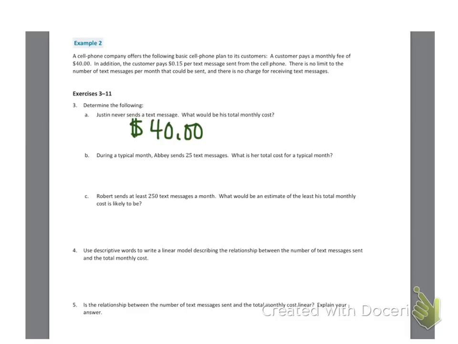Okay, so part B. During a typical month, Abby sends 25 text messages. What is her total cost for a typical month? Well, it would be the $40 plus her text message costs. So she has 25 and they're each 15 cents. And so her total cost is going to be 40 plus 25 times 15, which comes out to $43.75.